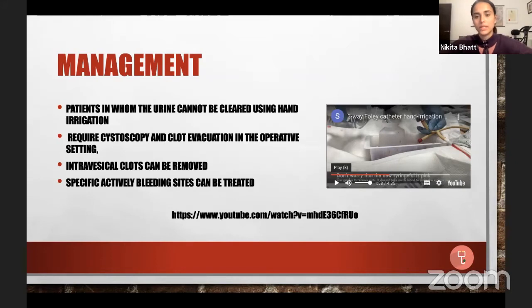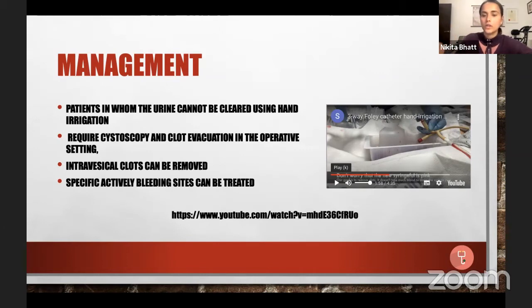So this is a really important skill. A lot of the time nurses are able to do this on the ward, which is excellent, but not everyone does it this way. And I think this is the most effective way of doing it. Some people tend to wash out from the irrigation port and then just let the clots passively drain out from the catheter port. And that's usually not as effective as doing it this way.